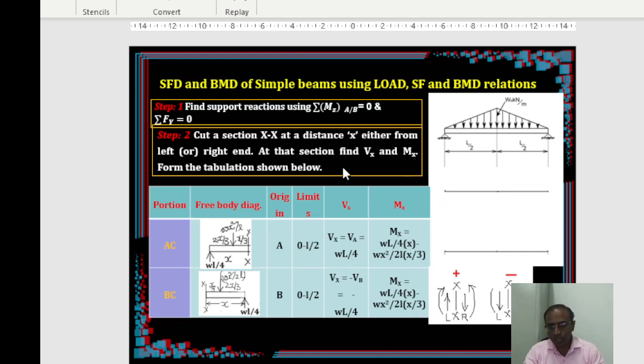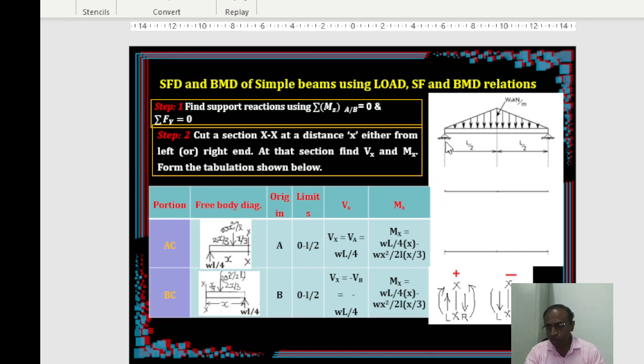Okay, let's see. Suppose we are drawing the shear force and bending moment diagram of a simply supported beam for triangular loading. The triangular loading has an intensity of 0 at either end, at the left and right ends, and has maximum intensity W at the center. For this case, how do we draw the shear force and bending moment diagram using the method of sections?